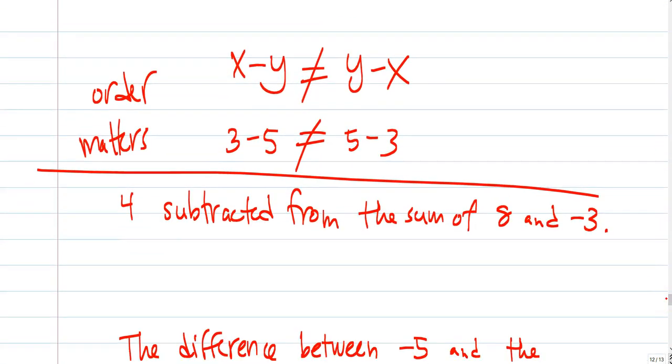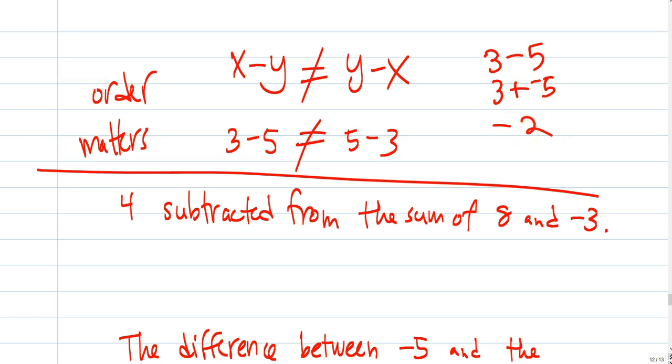Last little thing, and this isn't too huge, but just a quick recap on some ideas. Order matters. X minus y is not the same thing as y minus x. You cannot just switch those, so please be careful with that. 3 minus 5 is not the same thing as 5 minus 3. How do I know? Well, 3 minus 5 is the same thing as 3 plus, change, a negative 5. That's negative 2. 3 positives, 5 negatives.